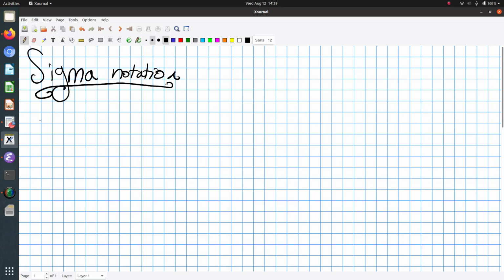What if you have a bunch of numbers and you want to add them up? This happens a lot in calculus. So what if, for instance, you want to add up the first 100 squares? Well, I guess one thing you could do is just start adding them.